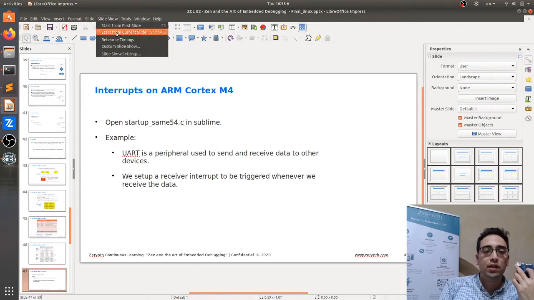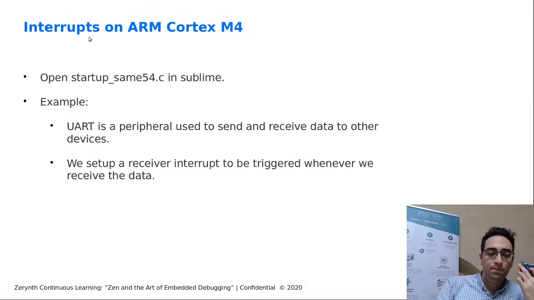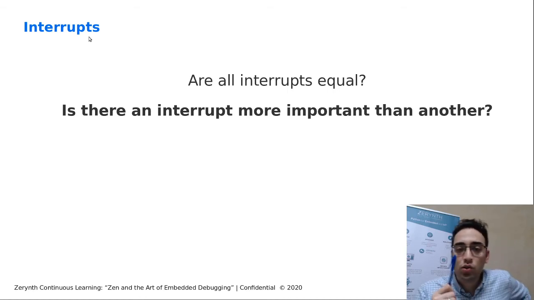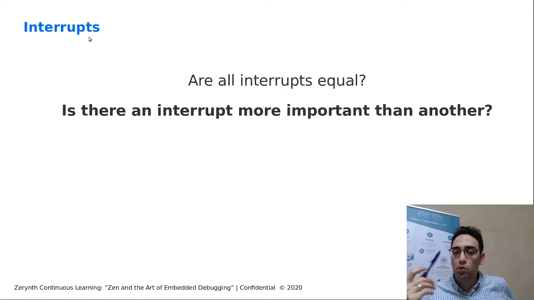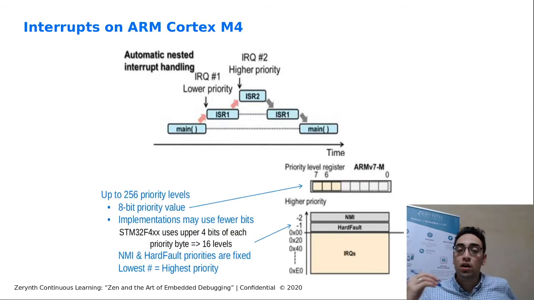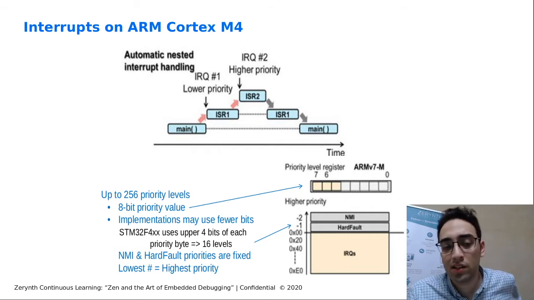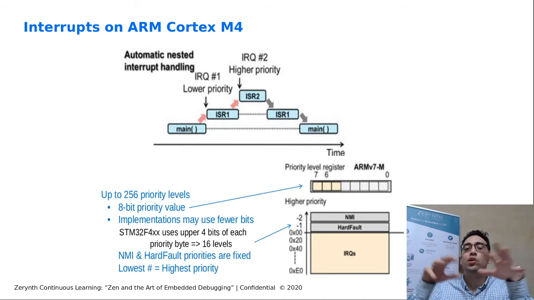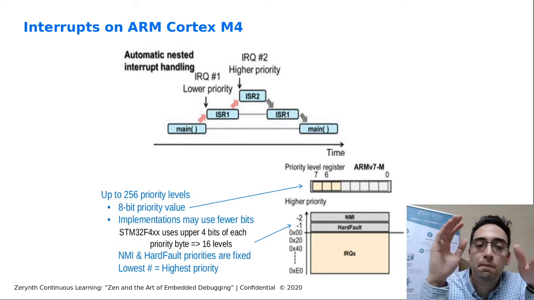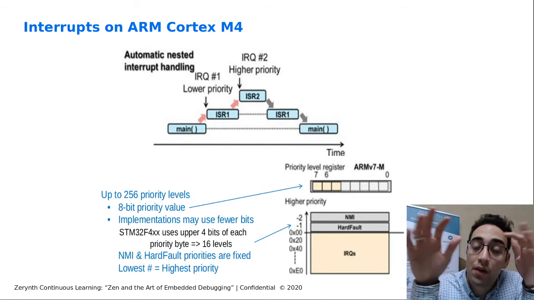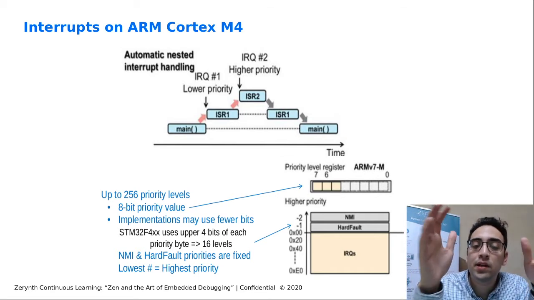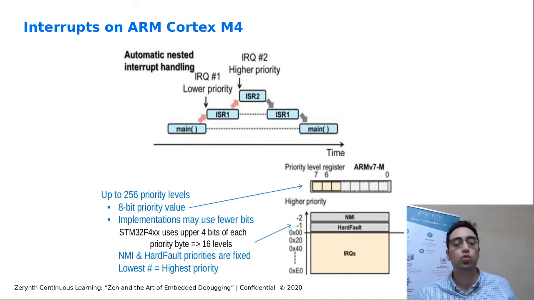Heading back to this slide, let's have a very important question. Are all interrupts equal? Is there an interrupt more important than another? Yes, there are more important interrupts, because every interrupt is prioritized. Every interrupt must have a priority and every task must have a priority. This depends on the priority levels of the microcontroller.